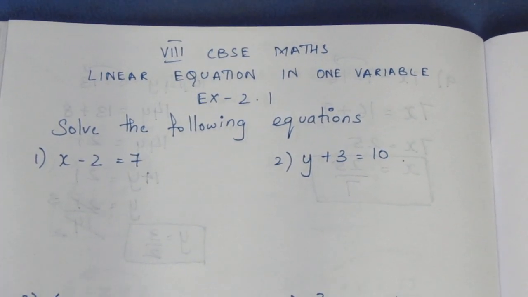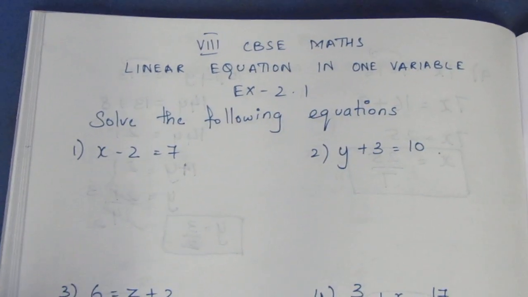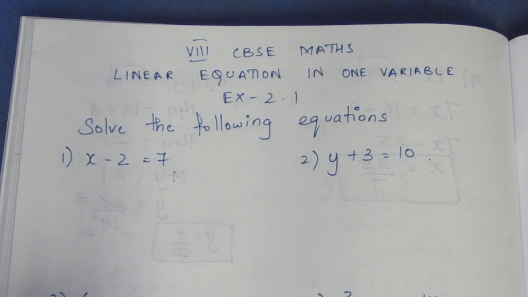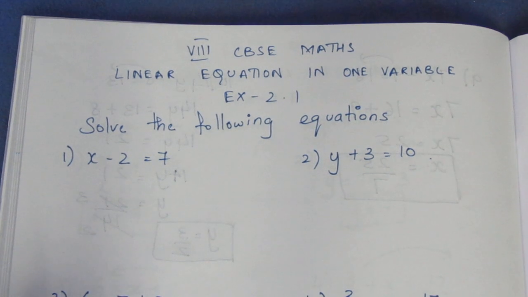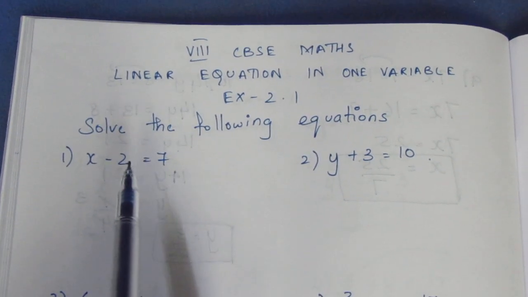Today we are going to see 8th CBSE Maths linear equation in one variable exercise 2.1 question number 1. Let's see the question. Solve the following equations. So we are going to solve the following equations, which means we need to find the value for the variables given in the question. That is, we are going to find the variables, which means the alphabets.